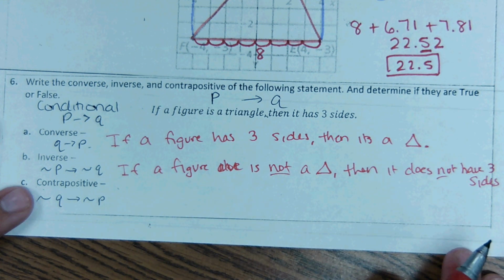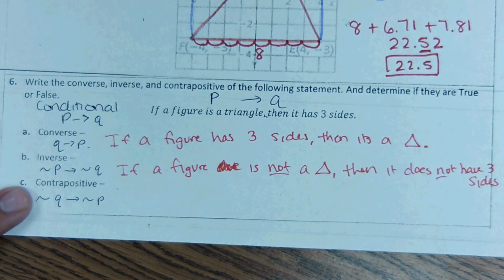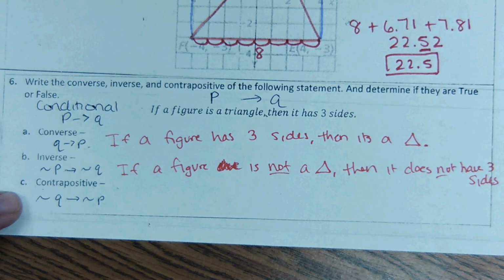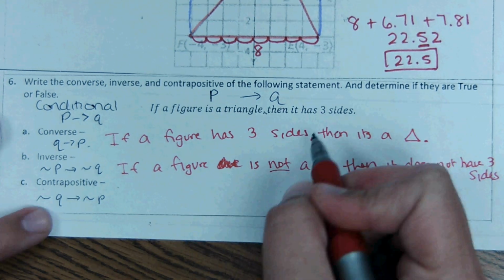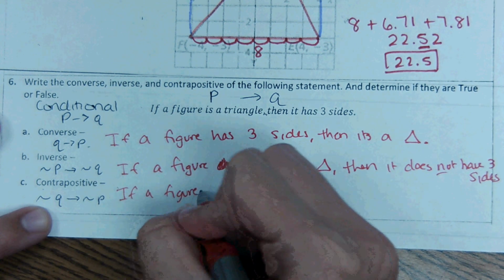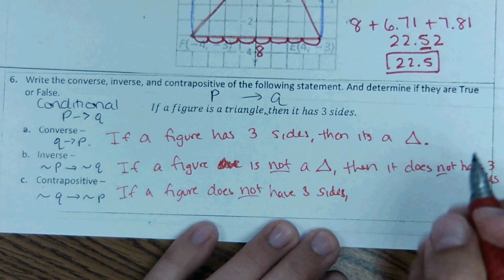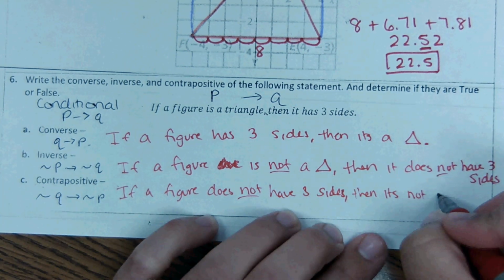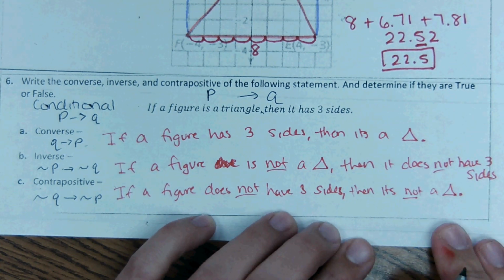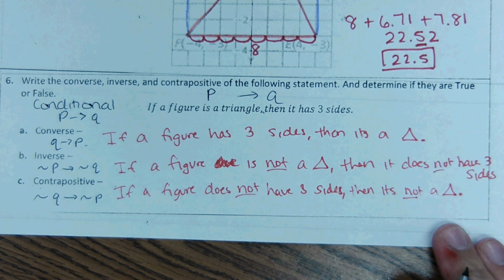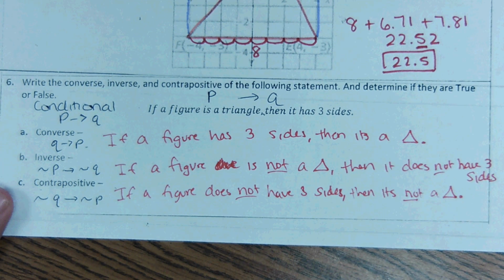Contrapositive, not Q, then not P. Oh, yeah, it's a blob, because I'm writing in pen and couldn't erase. Then not Q, not P. A figure does not have 3 sides, then it's not a triangle.